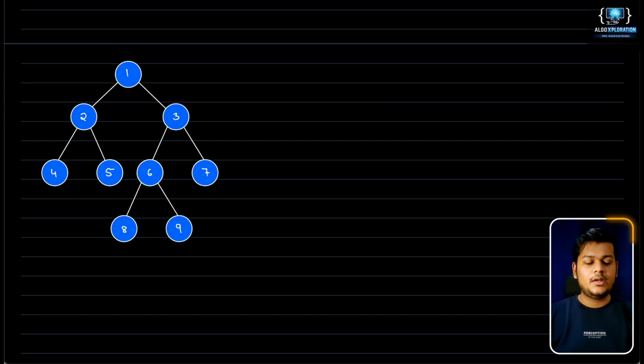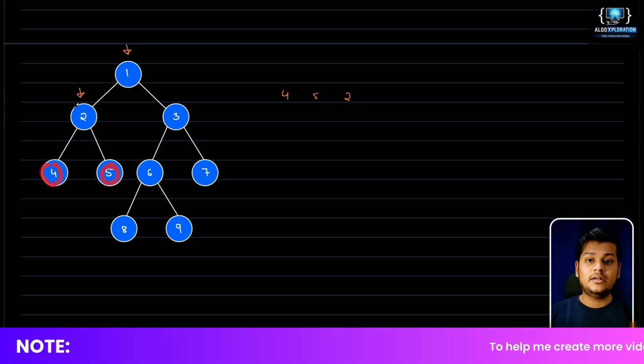Now, I'm standing at 1. Go for the left child first. So 2. 2 is also acting as a parent, right? So go for the left child first. 4 will be printed first. Then 5 will be printed. And then 2 will be printed, right? So left, right, and then the parent.